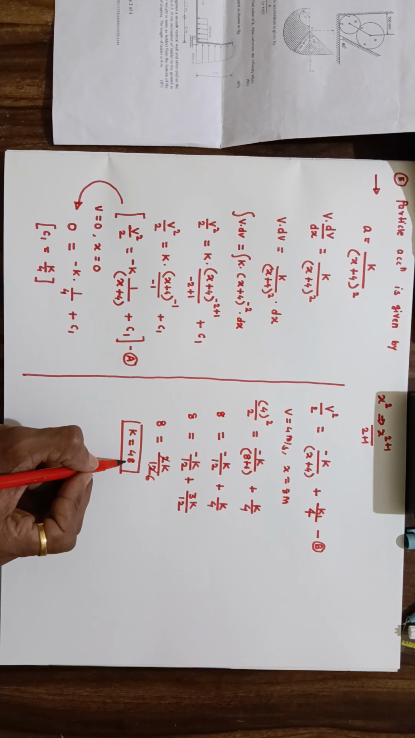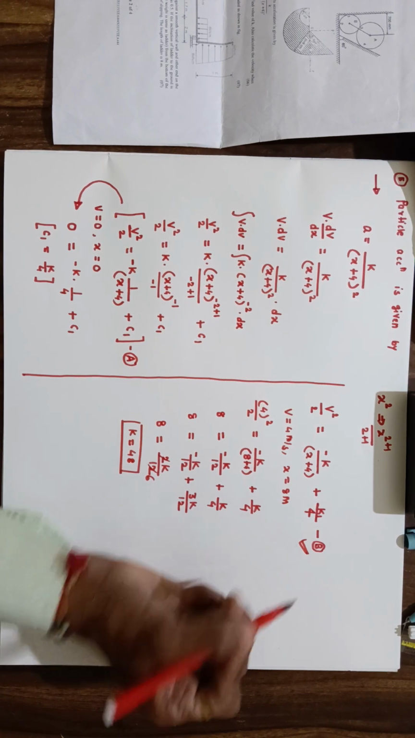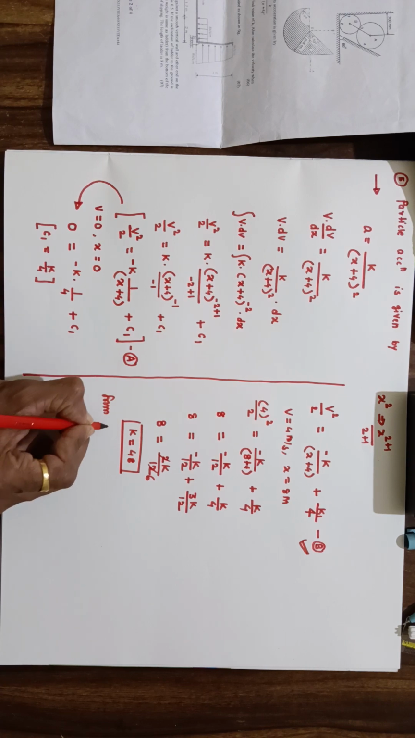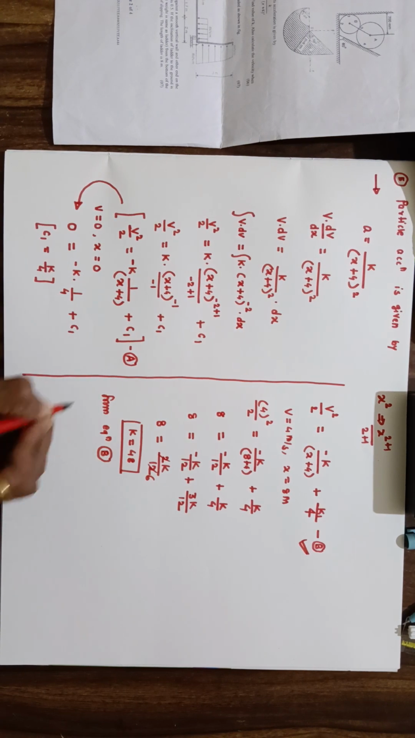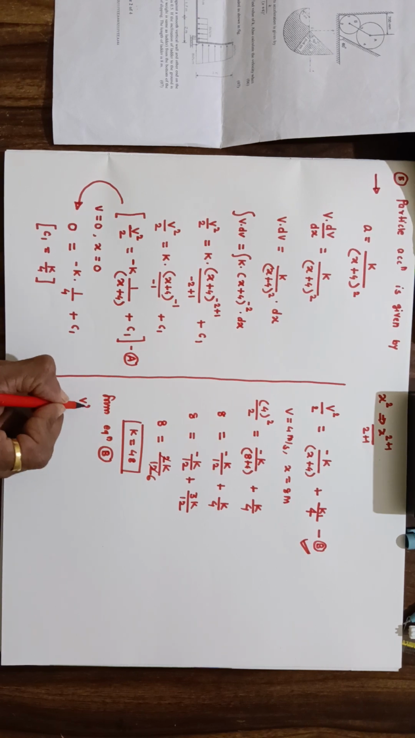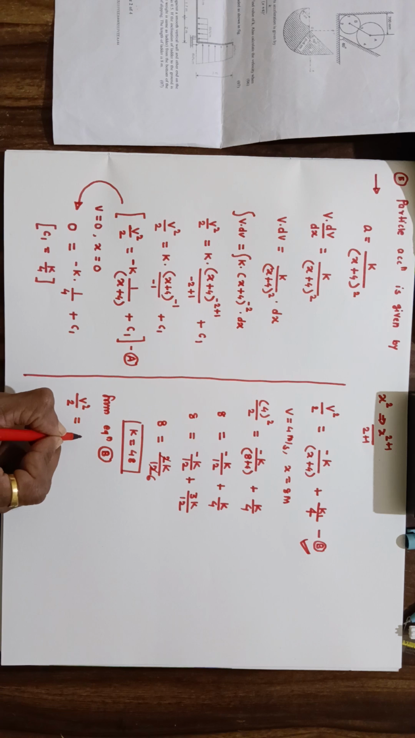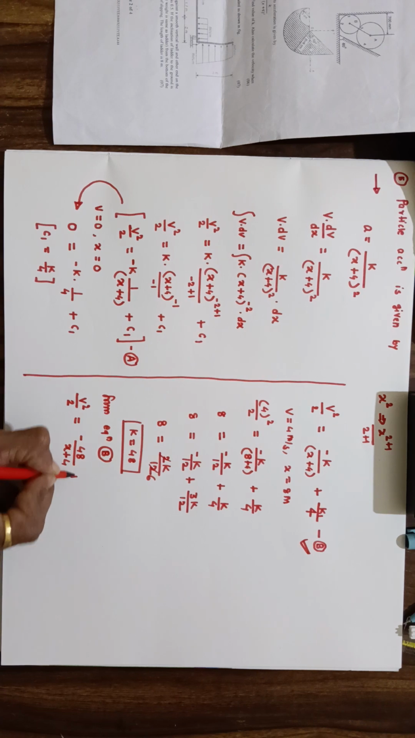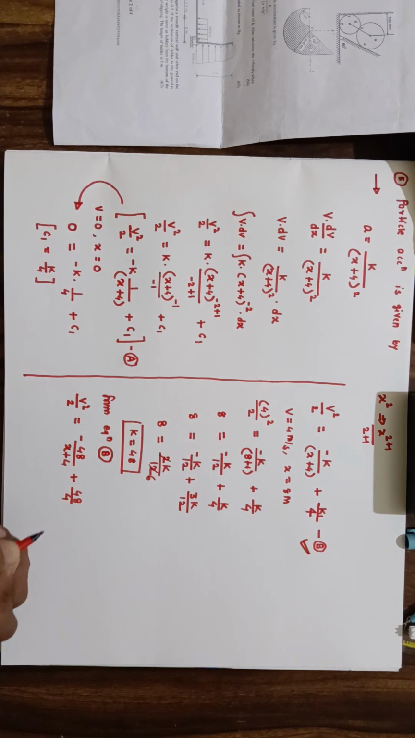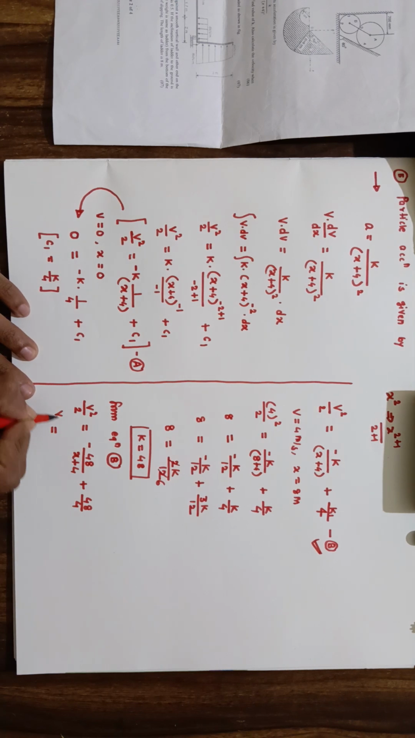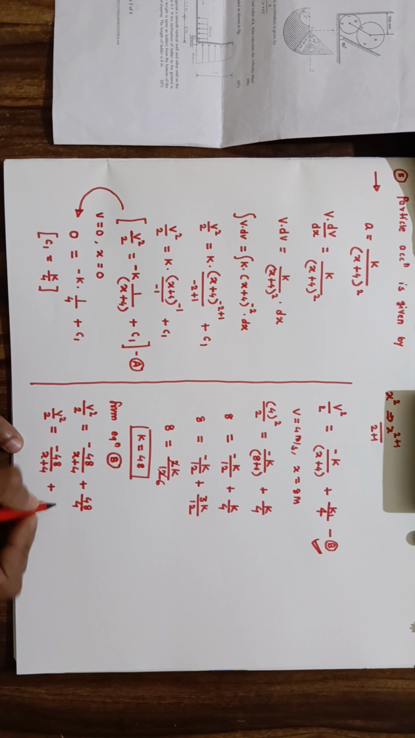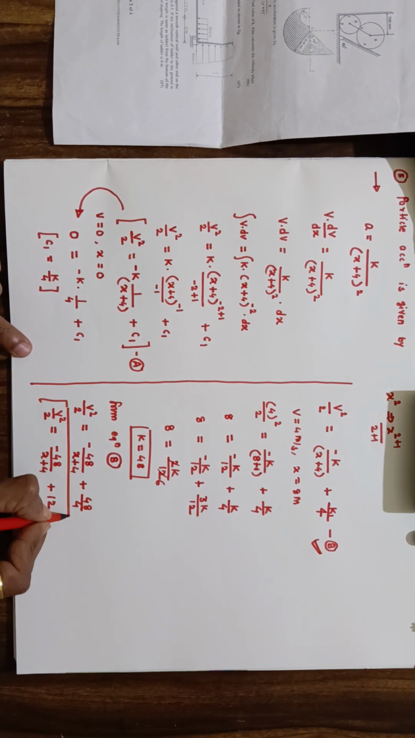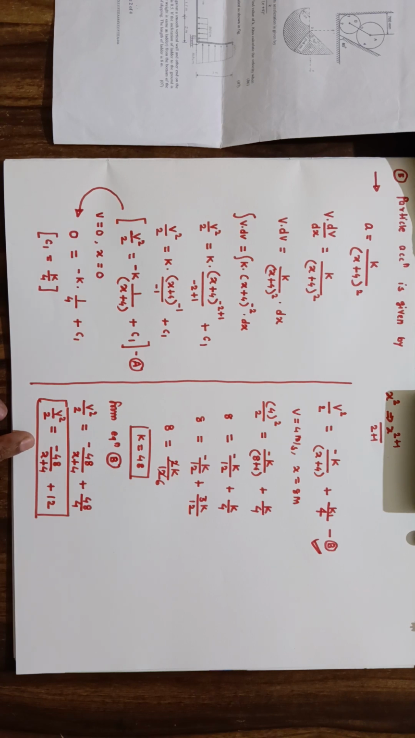Now put the value of k in equation B. From equation B we get the final equation for velocity: v square by 2 is equal to minus 48 upon (x plus 4) plus 48 upon 4. So v square by 2 is equal to minus 48 upon (x plus 4) plus 12. So this is the final equation for velocity.